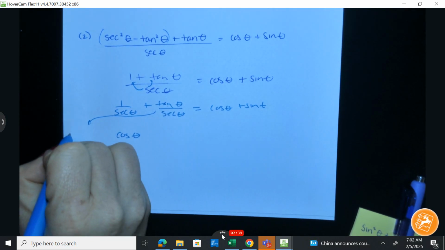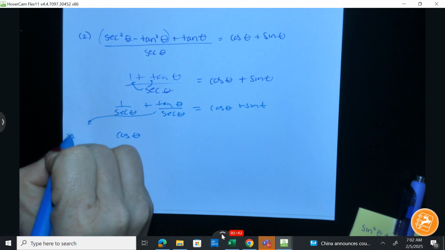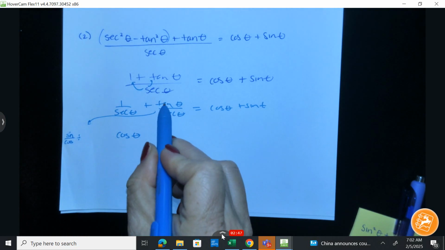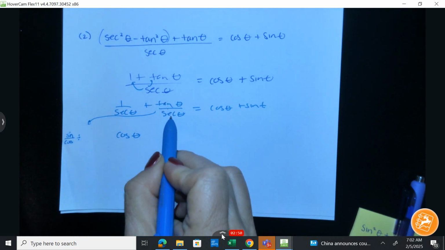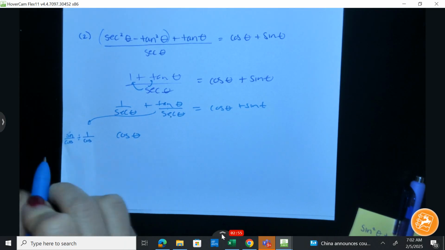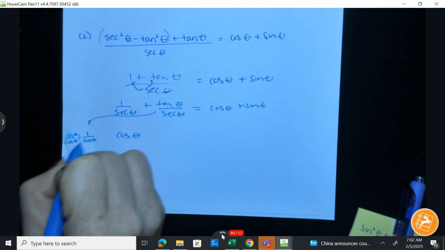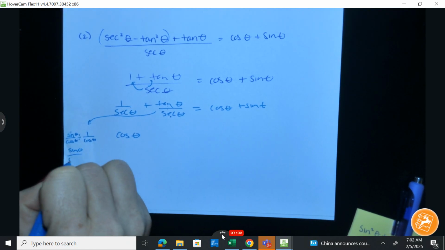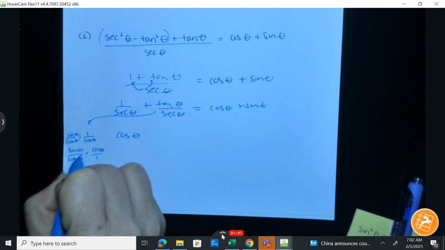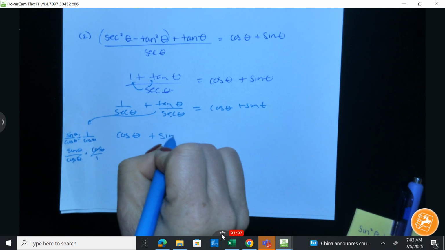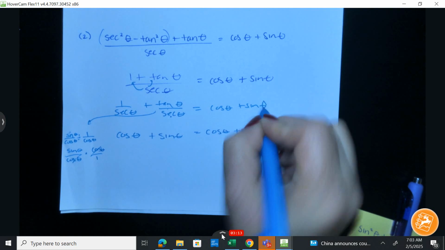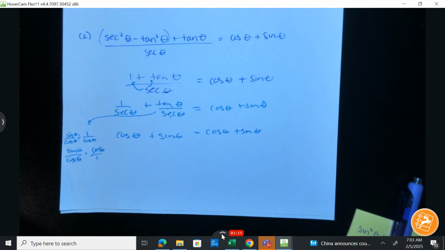I know tangent is sine over cosine, and I want to divide that by the secant. So sine over cosine divided by secant. Now secant can be represented as 1 over cosine. When I divide fractions, I keep the first fraction in place, turn division into multiplying, and take the reciprocal of the second fraction. And we can see I'm left with simply sine. Now I have the cosine of theta plus the sine of theta. Left side equals right side. Let's look at the next example.